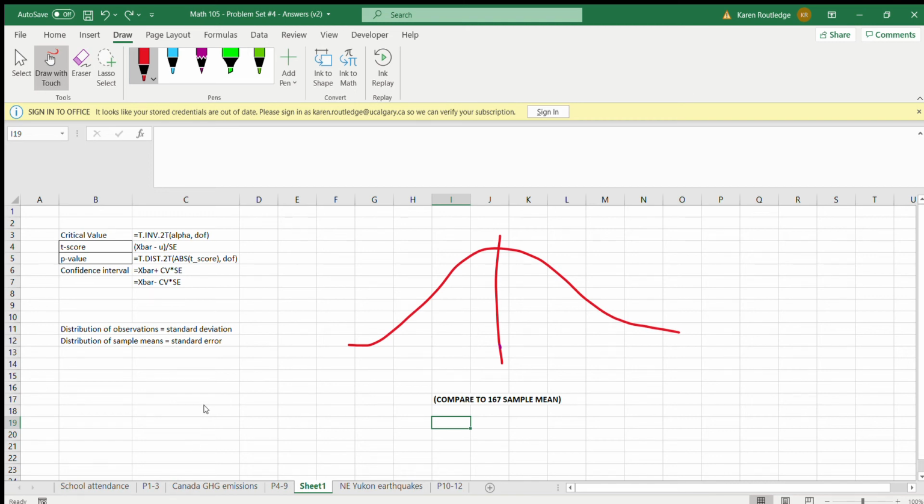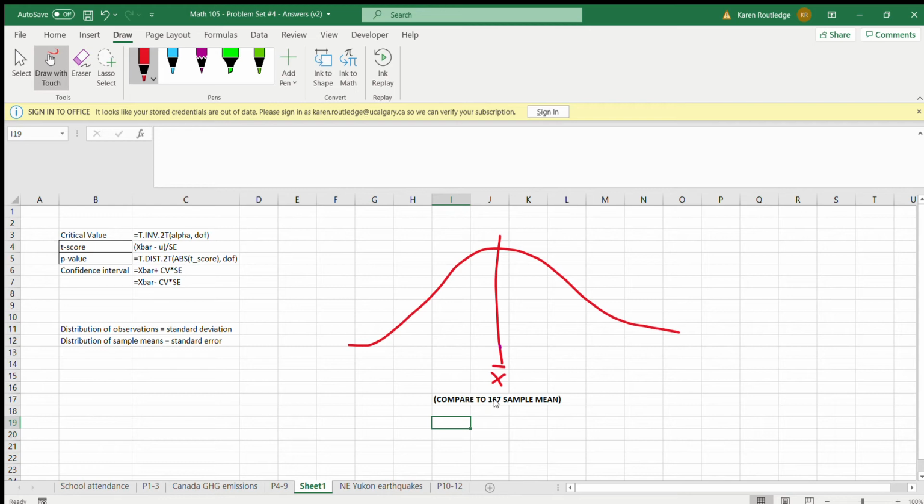So how does this relate to confidence intervals? We have the same curve here representing the distribution of sample means, and distances are still measured in units of standard error. For purposes of teaching this and understanding it, I think it makes the most sense if instead of considering this line to be the population mean mu, let's call this the sample mean. So this is what we observed, 167 megatons CO2.